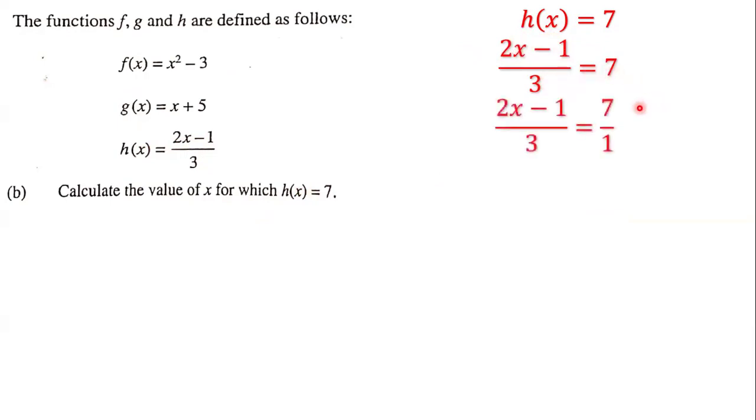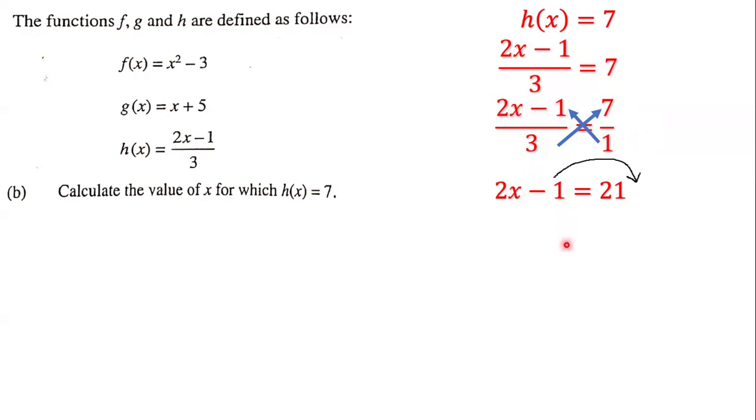Now we put 7 over 1, and so we write this whole number as a fraction. And we cross multiply. So we have 3 times 7, and 3 times 7 is 21. And we have 1 times 2x minus 1, and 1 times 2x minus 1 is simply 2x minus 1.